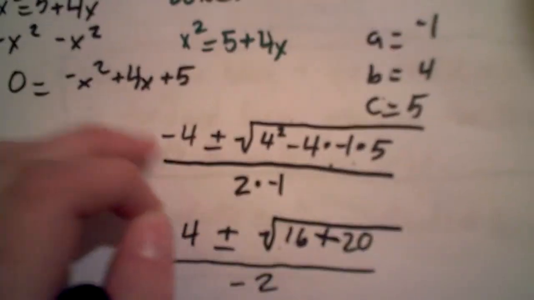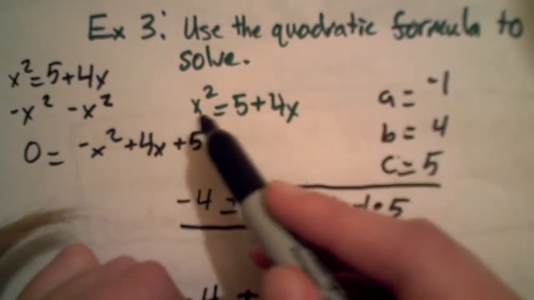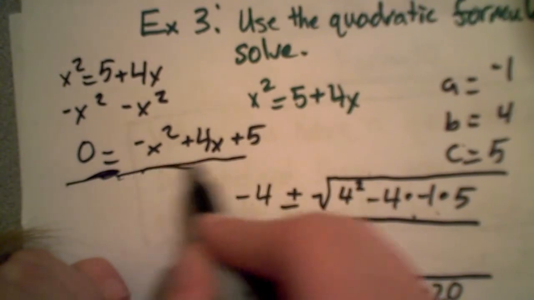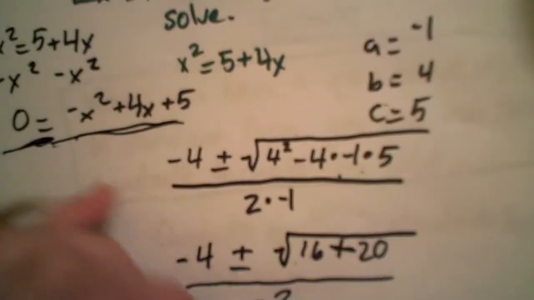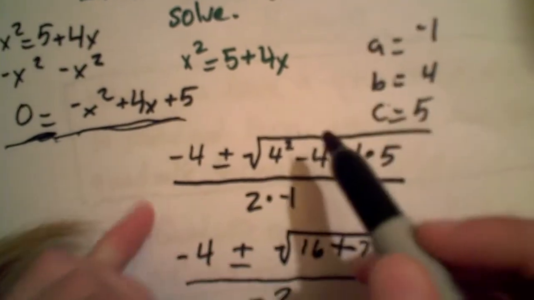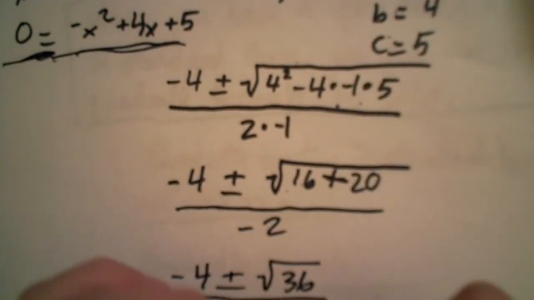So memorize the formula, define your terms, make sure it's in standard form. Remember, you should always have a 0 on one side and then just rearrange the terms so you can identify a, b, and c. Define your a, b, and c, plug them into the formula, and then simplify, solve, and you have your solutions.